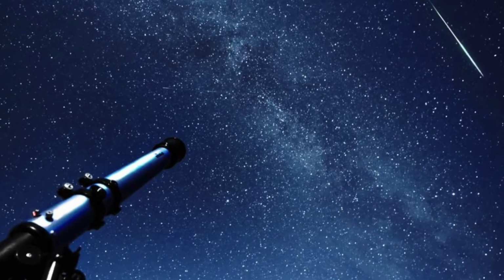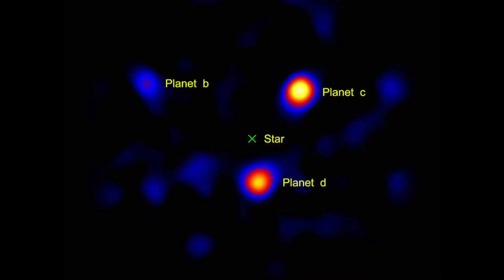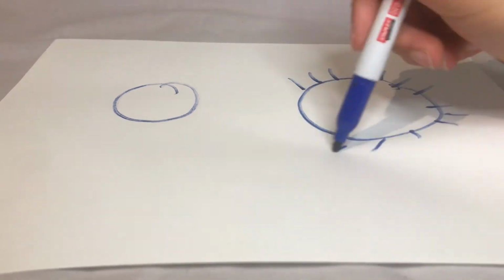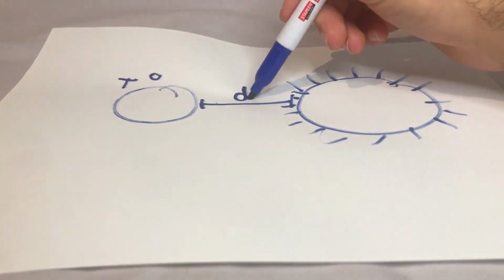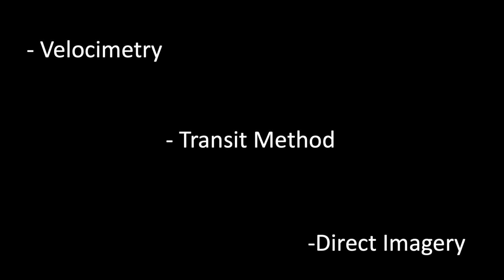Last is direct imagery. It consists in taking a photo of a planetary system and then masking the light emitted by the star. This technique makes it possible to know the temperature of a planet and its distance from its source of light. Those three methods give us a whole new perspective on exoplanets.